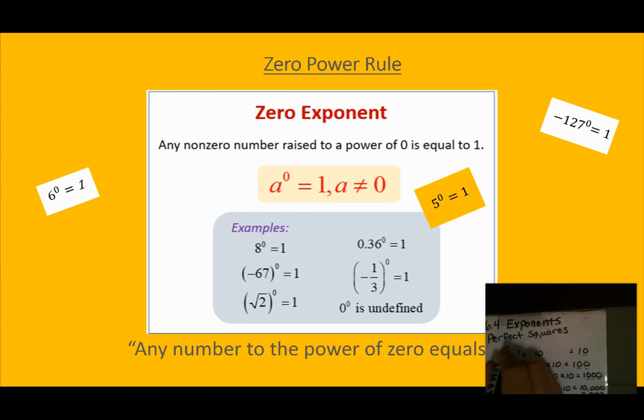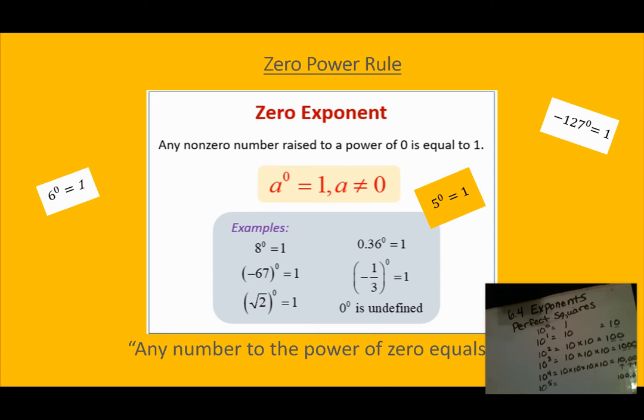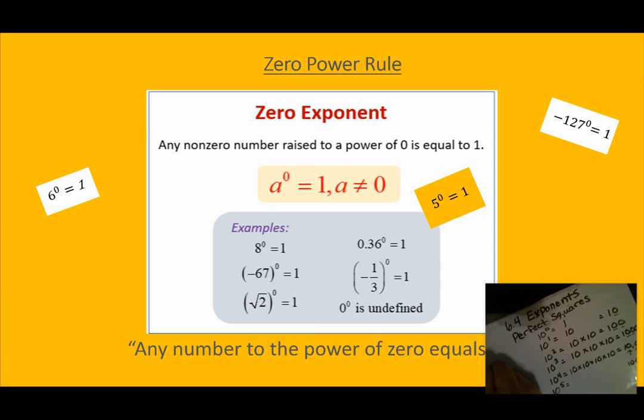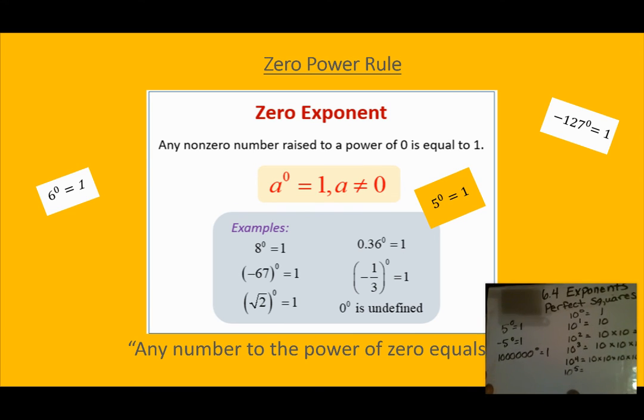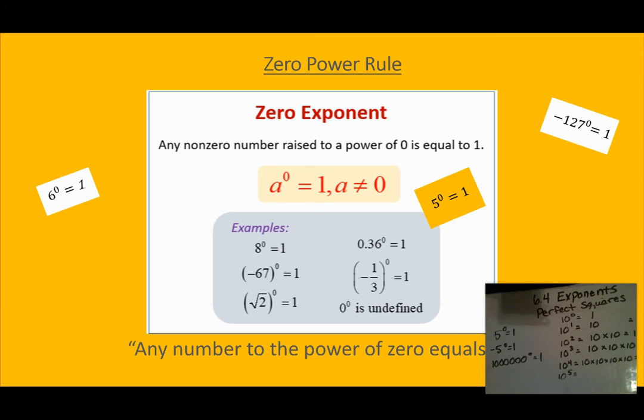10 to the 0th power is a special case, and that is 1. Because we're losing a 0 each time we're going down a power. We're going from 5 zeros to 4 to 3 to 2 to 1 to 0 zeros. So it equals 1. Anything to the 0 power is 1. 5 to the 0 power is 1. Negative 5 to the 0 power is 1. A million to the 0 power is 1. Anything to the 0 power is 1.